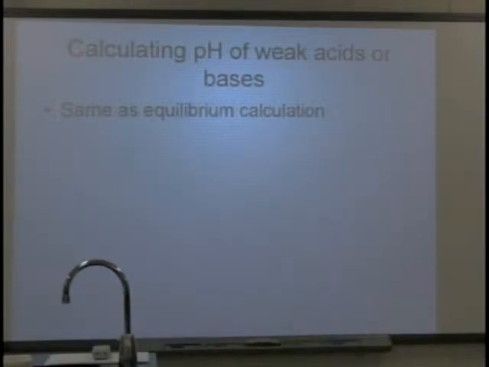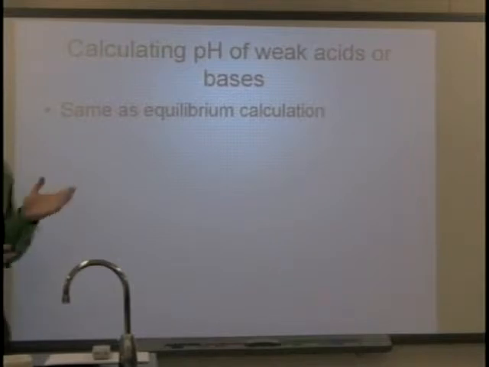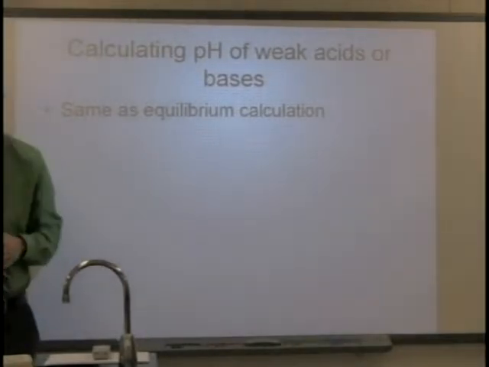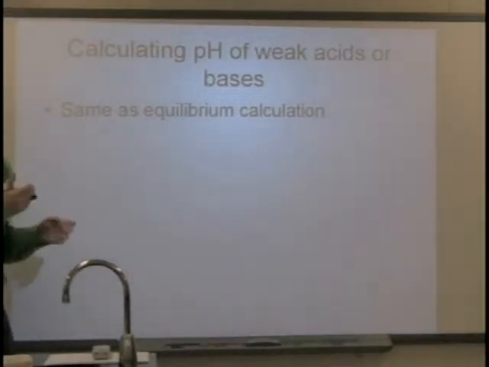Now the easy calculation we went over a little while ago was calculating the pH of a strong acid or base. That's not tricky, that's the negative log of the hydronium. What's more difficult is calculating the pH of a weak acid or base. Now this is the same thing that we did with equilibrium calculations in the previous chapter. So you can always look back at that and note that we have to do the ICE method.